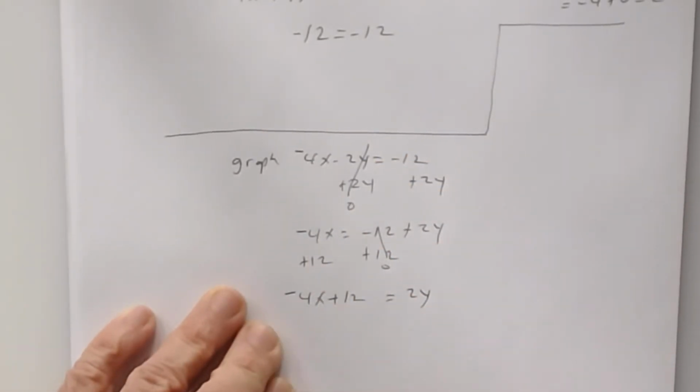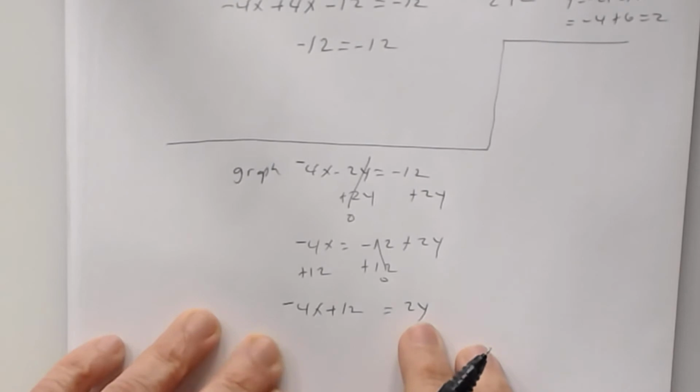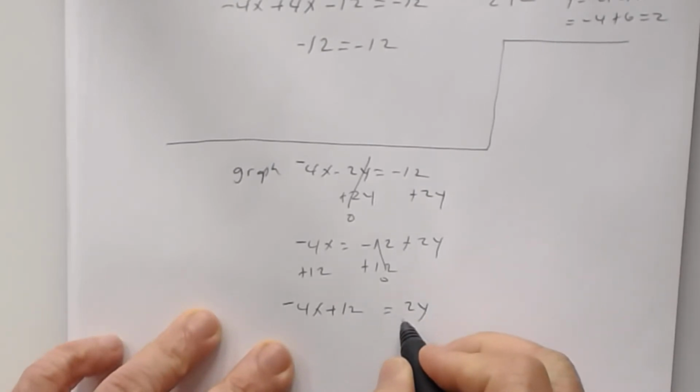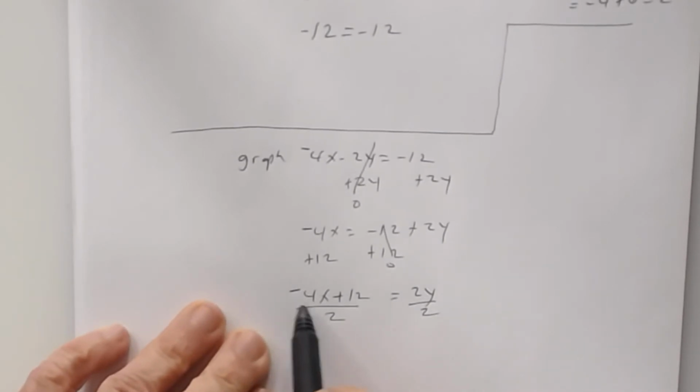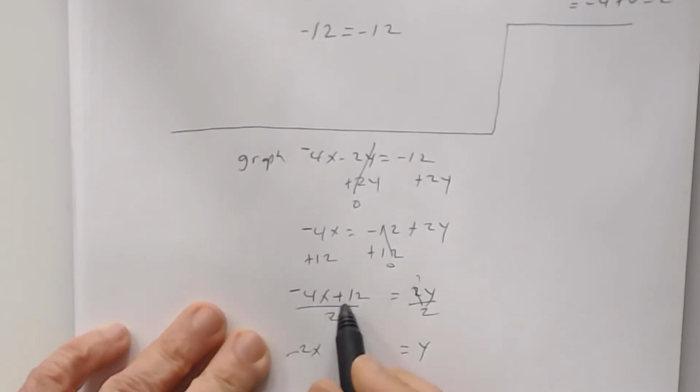All right, the original equation was negative 4x. All right, so then divide both sides by 2. Divide both sides by 2. I get y equals, look carefully, y equals negative 4x divided by 2 is a negative 2x. 12 divided by 2 is a positive 6.